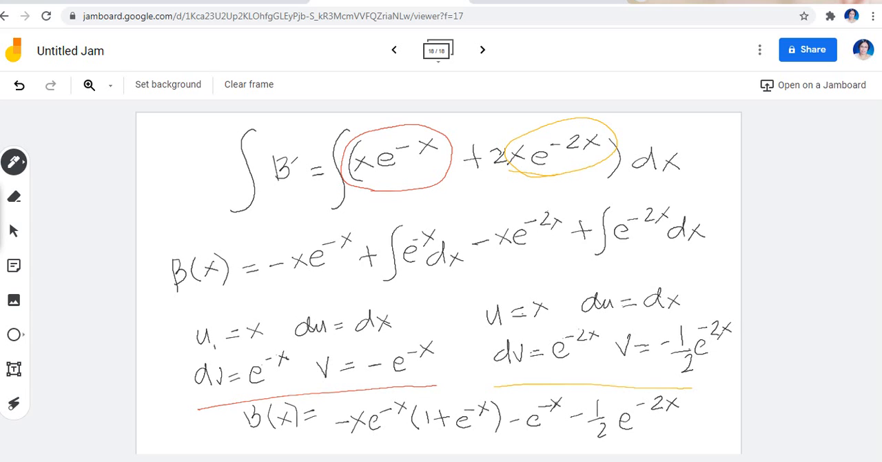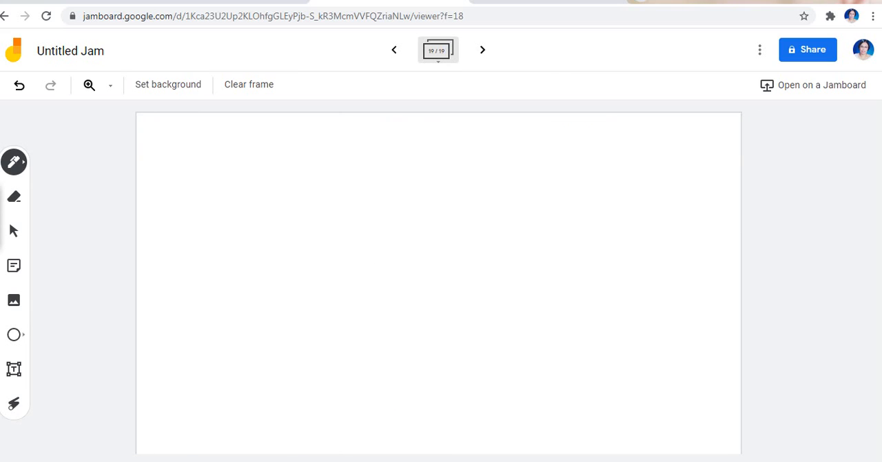Now I'd like to simplify this. So you have here e raised to negative x and negative x as being common. I would like to copy this on the other side. So your b of x will be now negative x e raised to negative x times 1 plus e raised to negative x. So that is for our first two terms.